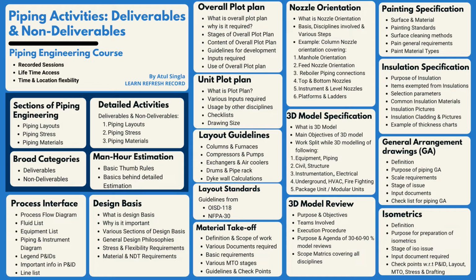Basic thumb rules when we have very little information, and during detail estimation also, what are the basic criteria to decide the man-hour estimations. Then we'll look into various critical process deliverables. We'll talk about this because process is a very critical interface for all the disciplines, especially for piping. So we'll try to understand what these deliverables are all about.